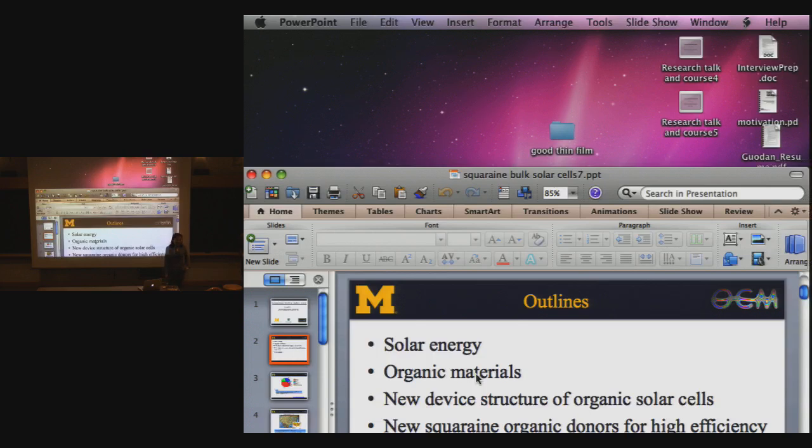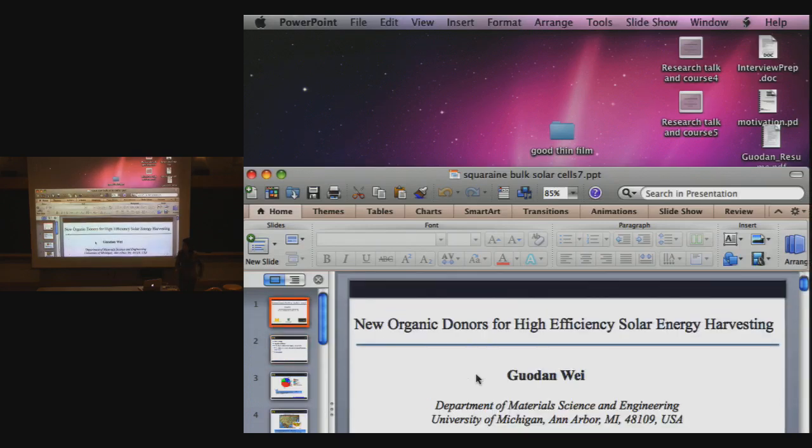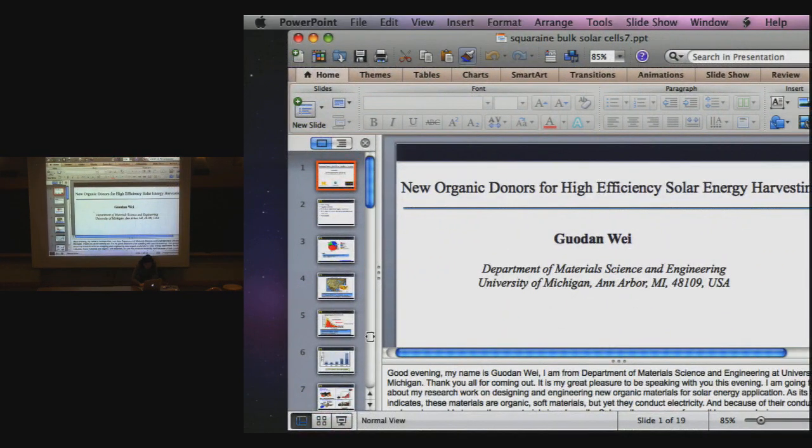Other questions? Yeah. When you mix the two organic materials that have absorptions at different wavelengths, are their voltages different? Do you lose some efficiency because the voltage is different? The voltages actually are very similar.